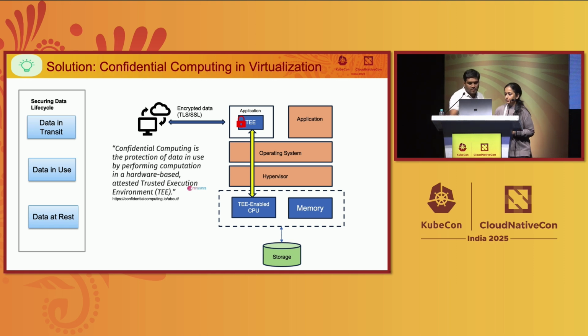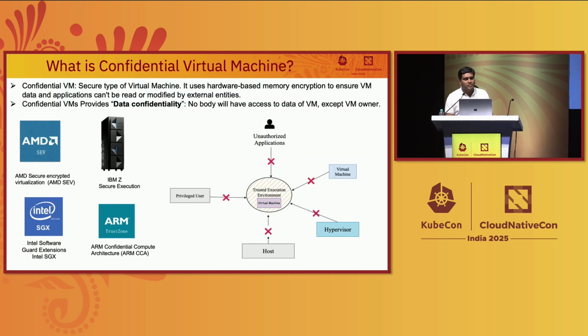Over to Baswa. Yeah, so what is a confidential virtual machine? It's a secure type of virtual machine, and it uses hardware-based memory encryption to protect your application data. Confidential VMs provide data confidentiality, which means that no one will be able to access the data except the owner of the VM.